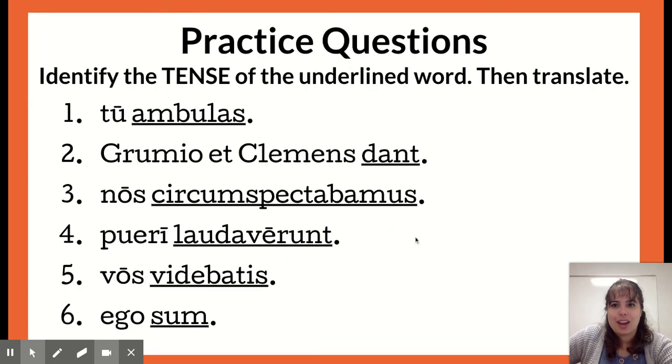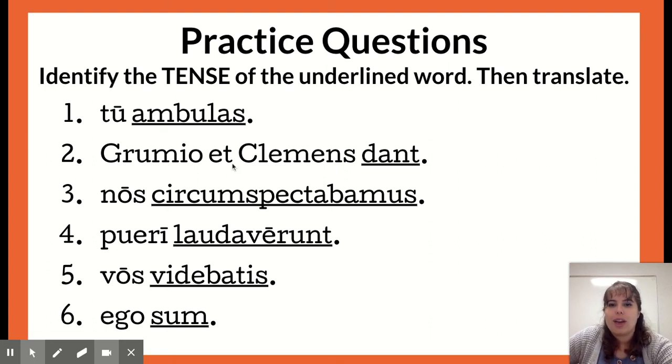All right, so a couple of practice questions. Identify the tense of the underlined word and then translate it. So we have tu ambulas. We've got one of our pronouns, tu, and then ambulas ends in that S. Again, that S tells us the same thing that tu tells us. This is going to be you walk or you are walking. This is a present tense form of our verb.